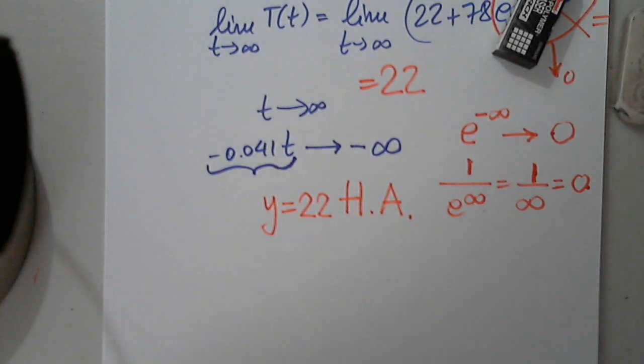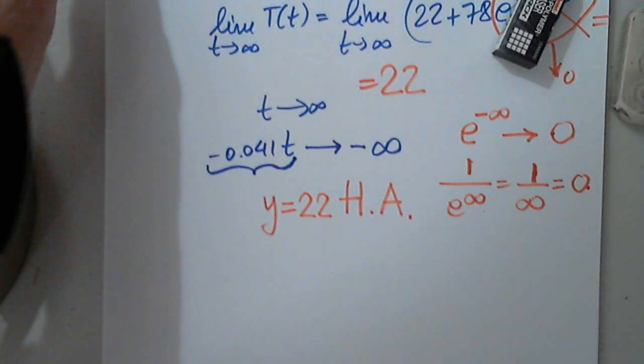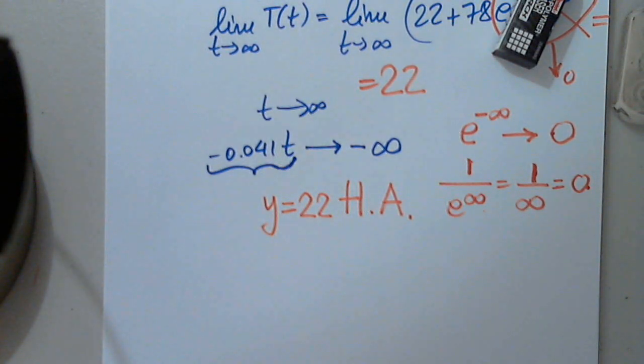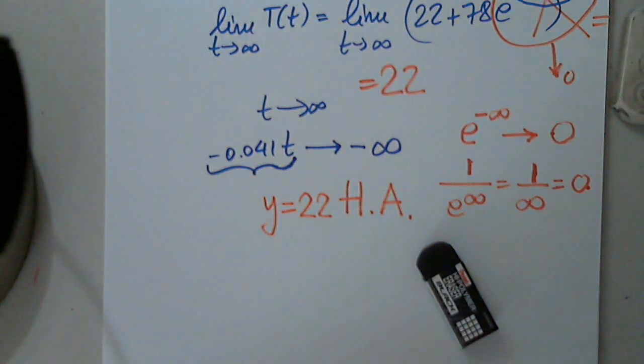Here is another way of looking at this problem. Let me share my screen. We did a similar problem during the study group a few minutes ago. So this was 22 and this was 78. And this was negative 0.041. And the horizontal asymptote, 22.